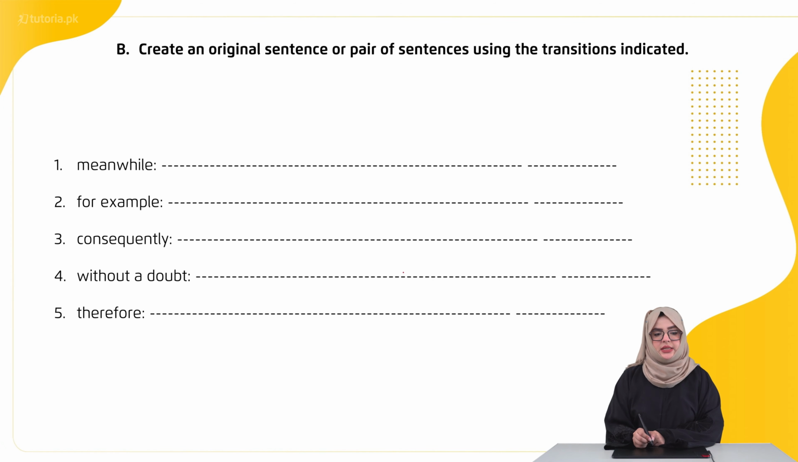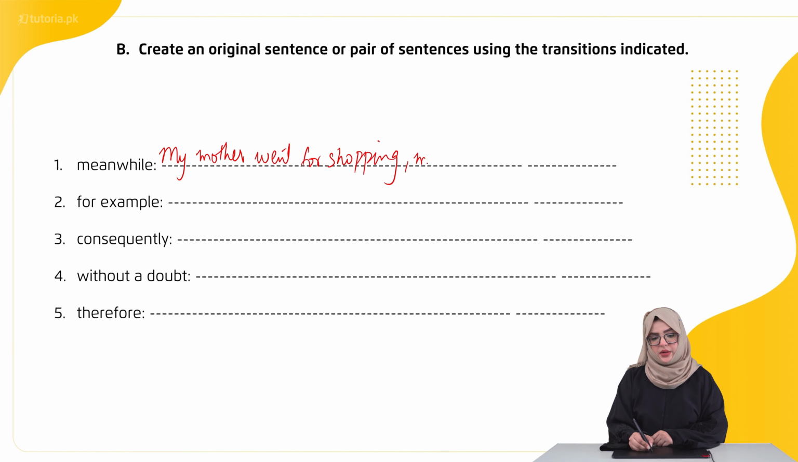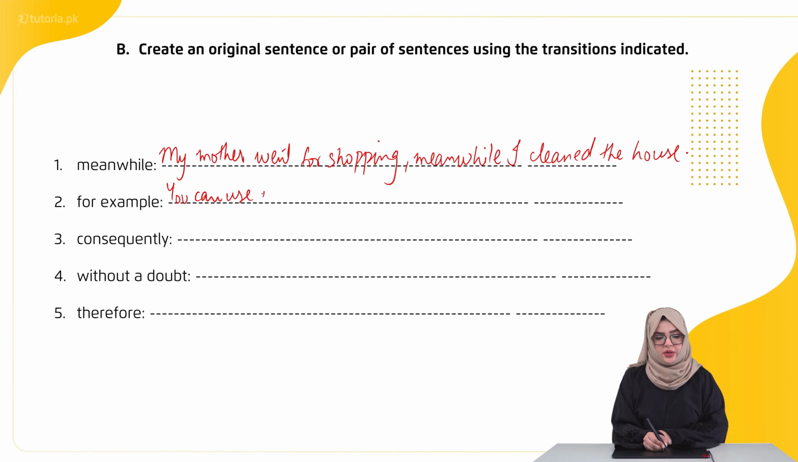So the next exercise is: create an original sentence or pair of sentences using the transitions indicated. So we have meanwhile. We can make a sentence of this. My mother went for shopping. Meanwhile, I cleaned the house. For example, so you can use any two colors. For example, red and yellow. Third is consequently.